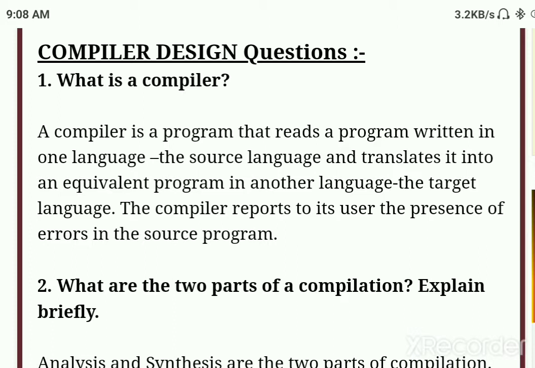Question number 1. What is a compiler? A compiler is a program that reads a program written in one language, the source language, and translates it into an equivalent program in another language, the target language. The compiler reports to its user the presence of errors in the source program.